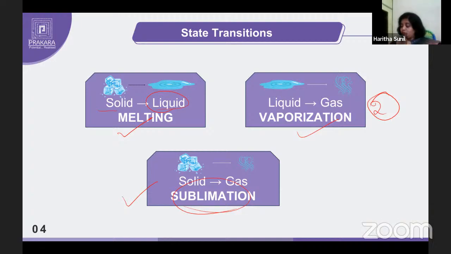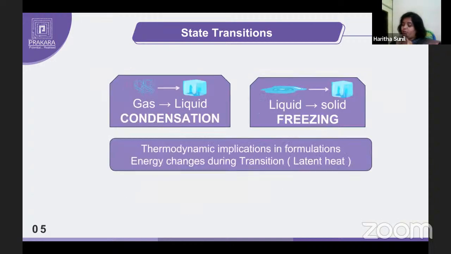the biopharmaceuticals. And then the next type of transition that we have is gas to liquid, which is called condensation. We generally call it the cooling of gas.